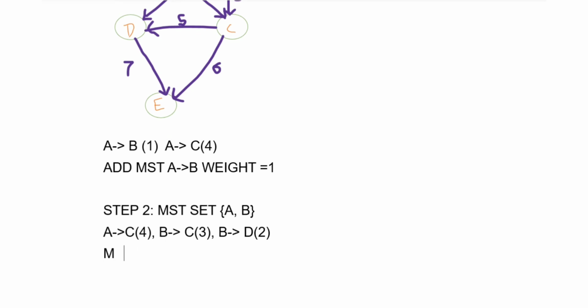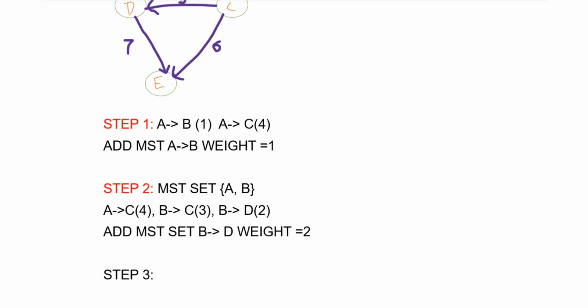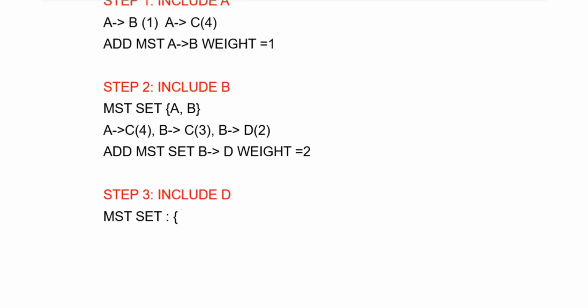Step 3, expand the MST set to include D. Include A, include B, include D. The MST set is A, B, D. The edges connected to D, and the non-MST edge from before, is A to C. The weight is 4.